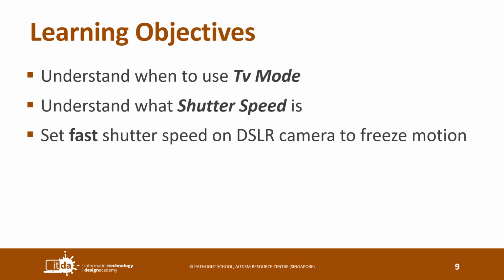Okay, so everyone, for today's lesson on TV mode, we're going to understand when it's right for us to use TV mode, and we're going to understand what shutter speed is. And for shutter speed, we're going to focus on fast shutter speed. We're going to learn how to set it on the DSLR camera, and how we can use it to freeze motion. So let me go through this in more detail in the coming slides.